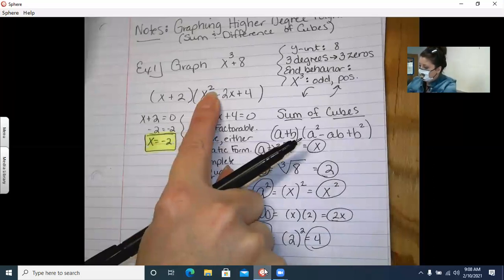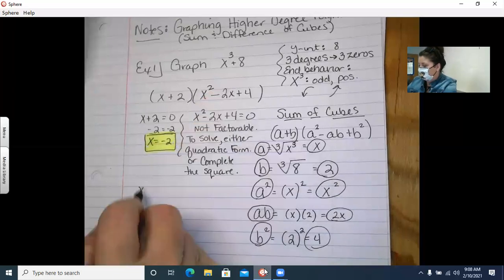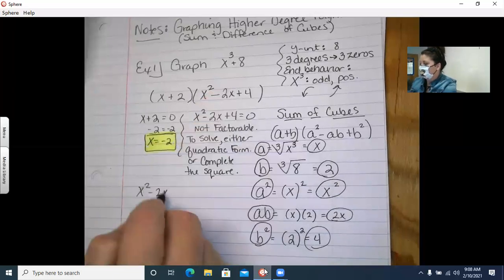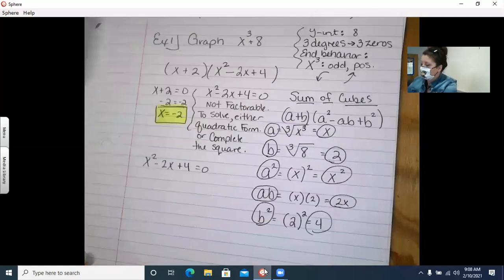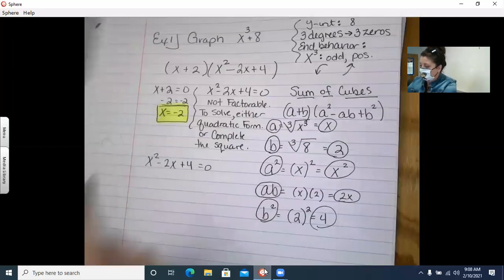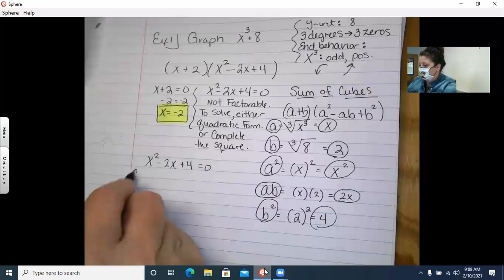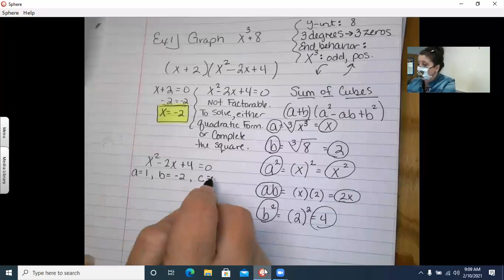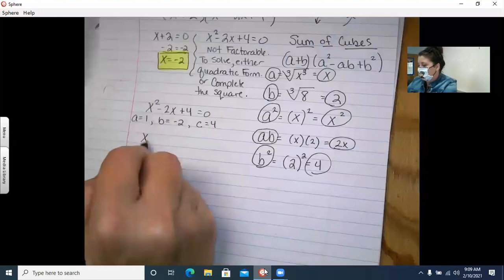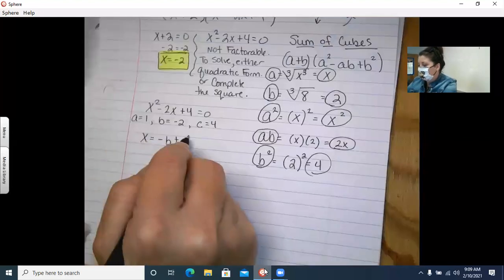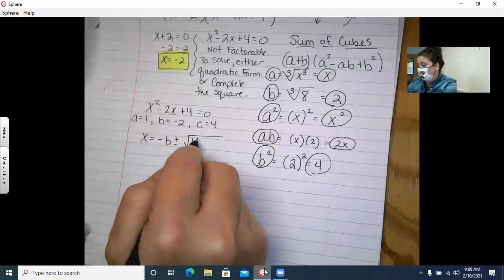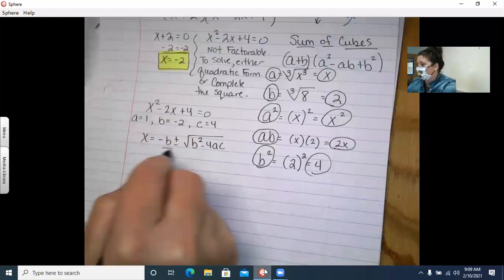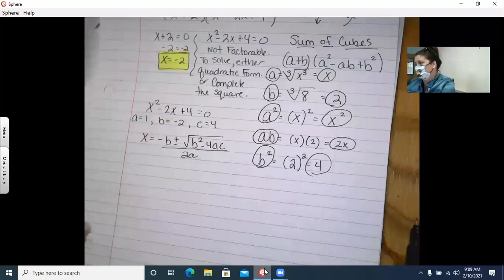So let's bring down x squared minus 2x plus 4 and set it equal to 0. What is A equal to? What is B equal to? And what is C equal to? So quadratic formula, nothing new. We know how to do it. X equals -b plus or minus square root b squared minus 4ac all over 2a.